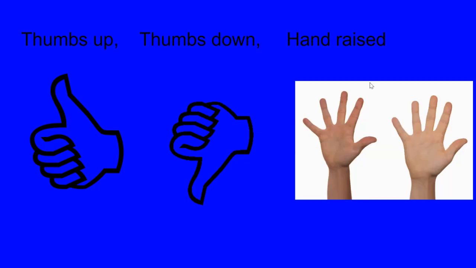If your camera is on and the teacher asks a question, you're able to give a thumbs up to show your answer. You're able to give a thumbs down to show that you disagree or you don't have that. You're also able to raise your hand to let the teacher know, I want to answer this question. Can I unmute myself?